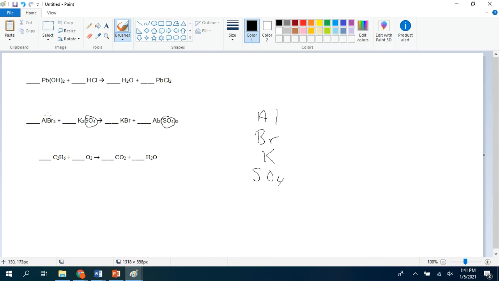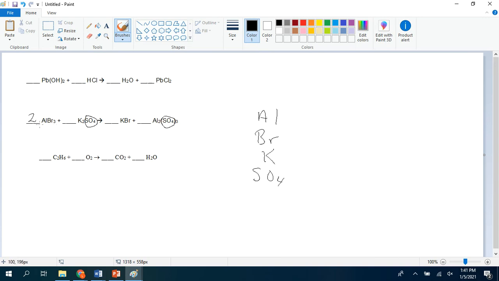So let me show you how I'm going to go about this. I'm just going to start at the beginning of the equation, okay? I've got 1 Al here. I've got 2 over here, all right? So I'm just going to fix it. Okay, I need 2 Als. I'm just going to put 2 here. Now my Als are equal, right? So let's move to the next thing.